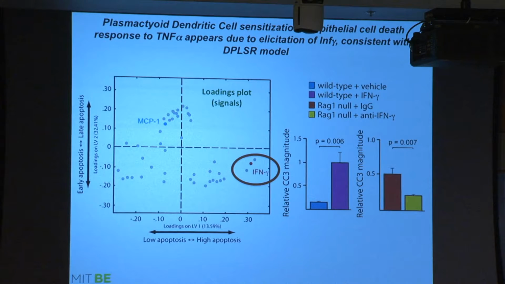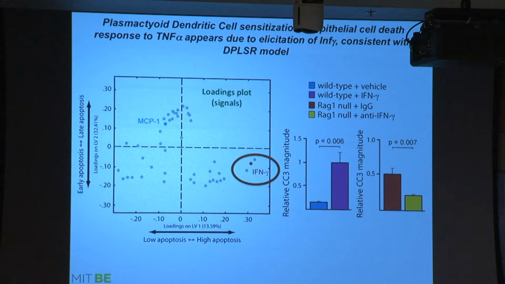Well, now you go back in and you've done the same measurements on cytokines and so forth under all these perturbations. So we build an even stronger model. And here's our MCP1 over there that was associated with protection. And now under these conditions, what comes out is interferon gamma is strongly associated then with the aggravated apoptosis that you get with the plasmacytoid dendritic cells. And you can test that here under the different conditions, add interferon gamma for wild type.